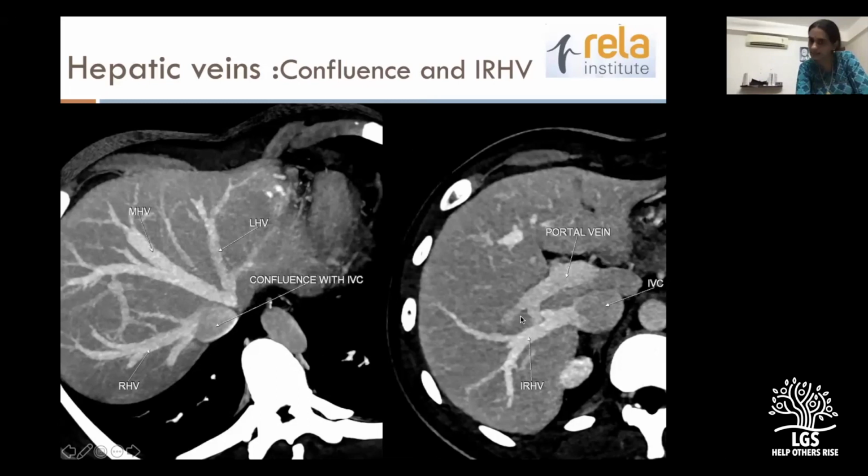If there are any accessory hepatic veins, anything more than 2 millimeters, which is draining away from the confluence, we need to mention them. So here we can see an IRHV, an inferior right hepatic vein that is draining below the confluence, and it's of a significant size. Anything more than 2 millimeters, we measure and mention in the report, so that if they need to be reconstructed in case of a right lobe graft.